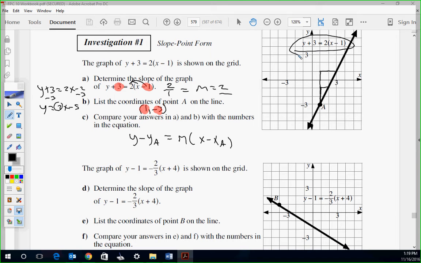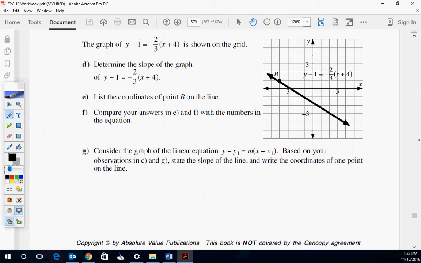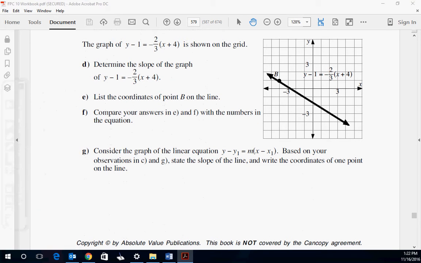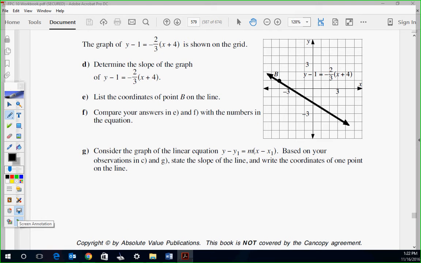Okay, so let's look at the second one here. The graph y minus 1 equals negative 2/3 times x plus 4 is shown on the grid. Determine the slope of the graph. So what's the slope? Yeah, you can see it. You guys are used to it now. It's this piece here, right? You also can count it. Down 2 over 3, down 2 over 3.